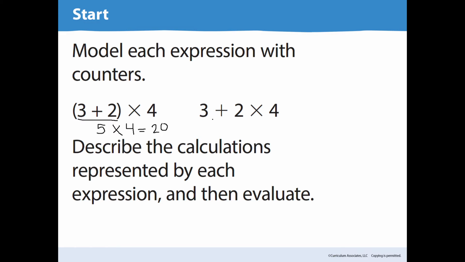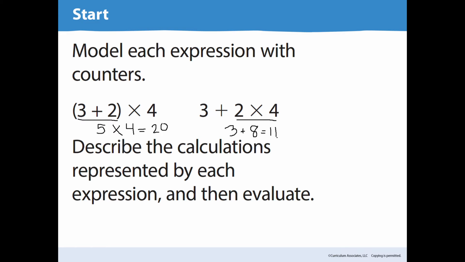The second one, we have no parentheses. So we have to decide whether we are going to add or multiply first. And thinking about PEMDAS, or order of operations, multiplication comes first before addition. So we would do 2 times 4 first. So 2 times 4 equals 8. 3 plus 8 equals 11.